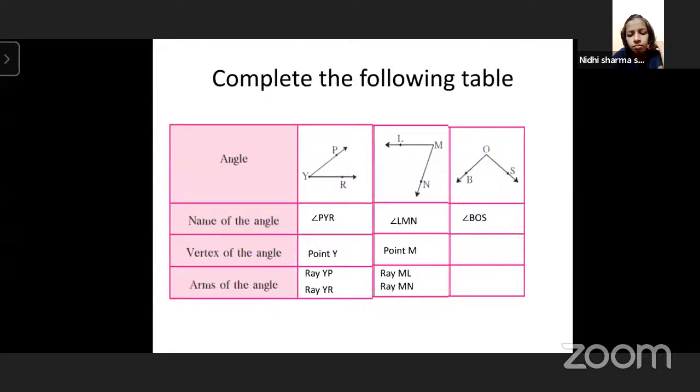Next, tell me what is the vertex of this angle? O. So are we simply going to call it O, or are we going to call it point O? Okay, we are going to use the word point O. Very good. Now, tell me what are the two arms? Name the two arms of this angle.